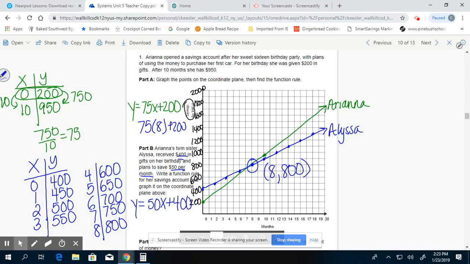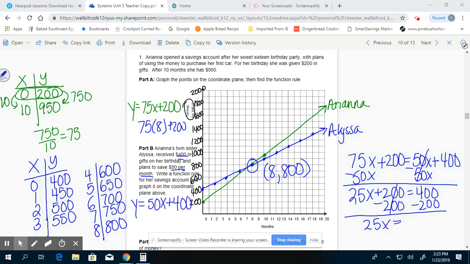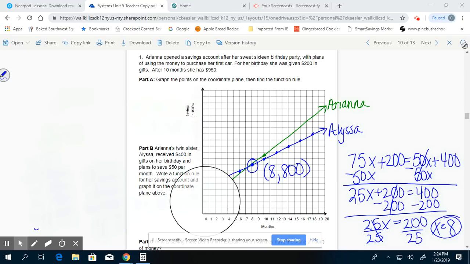Or we could write a system and solve it that way to double check. So we could go the long way and do 75x plus 200 equals 50x plus 400, subtracting the 50x, 25x plus 200 equals 400, minus 200, 25x equals 200, divide by 25, and x does wind up being 8. Since 25 goes into 100 4 times, I know 25 goes into 200 8 times. So that just proves that we did draw the lines nice and straight and we found the correct point of intersection. So from here, we're going to use it just to answer and make a statement about the whole scenario.